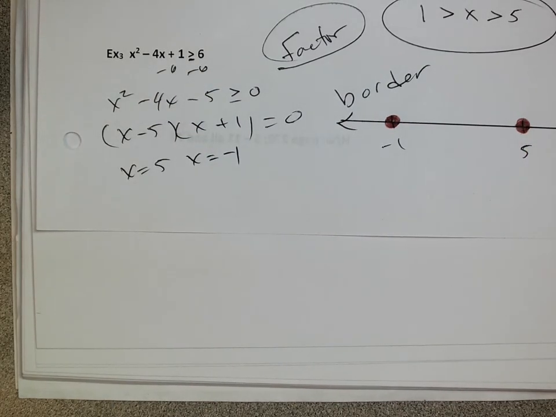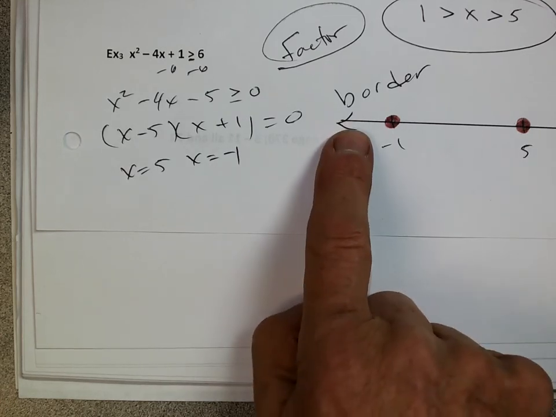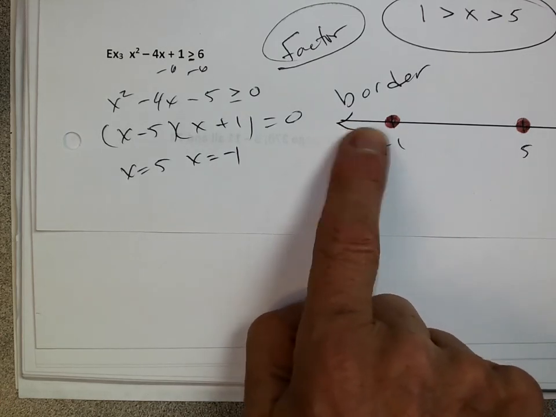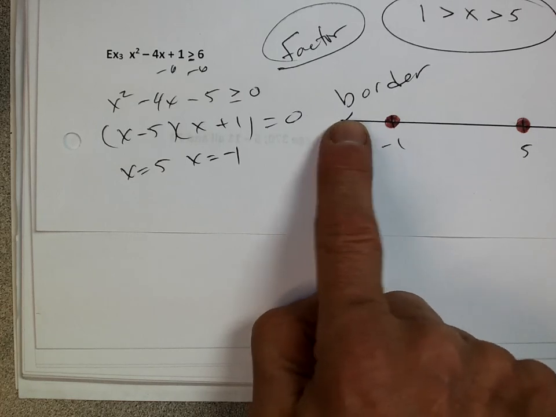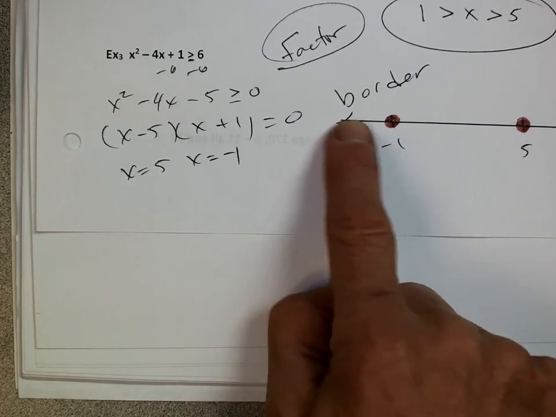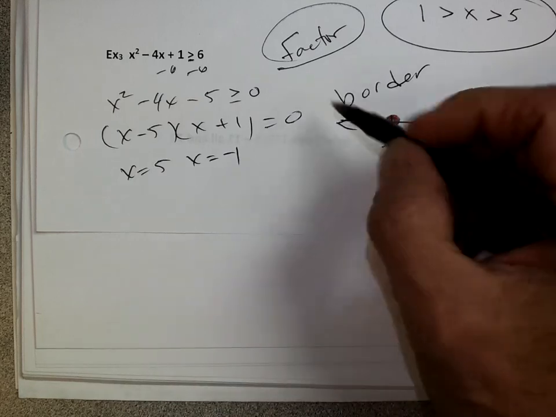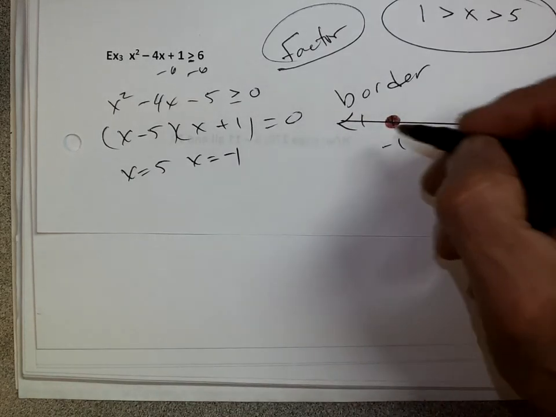Well, let's check. Let's pick any value over here. -5, -3. I would have gone -2, but I'll go -3.